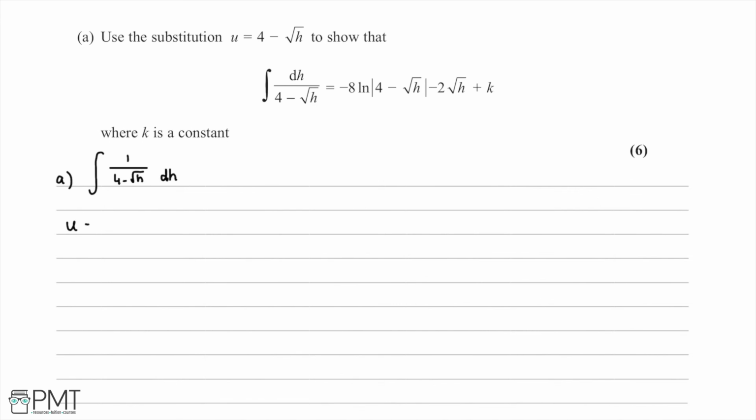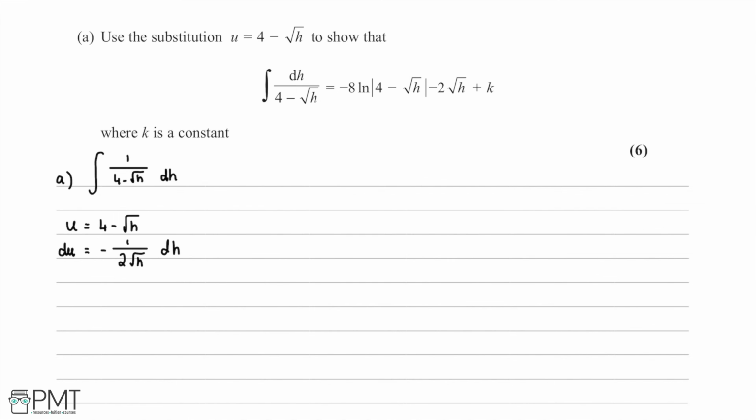So we'll have that u is going to be equal to 4 minus the square root of h. And what we're first going to do is we want to get this into a form where we have a du and a dh, which then means we can rearrange for dh and then substitute this in as such. So we differentiate and we will have that du is going to be equal to 4 differentiates to nothing, and we have that negative root h differentiating with respect to h is going to be negative 1 over 2 root h, and that is going to be dh.